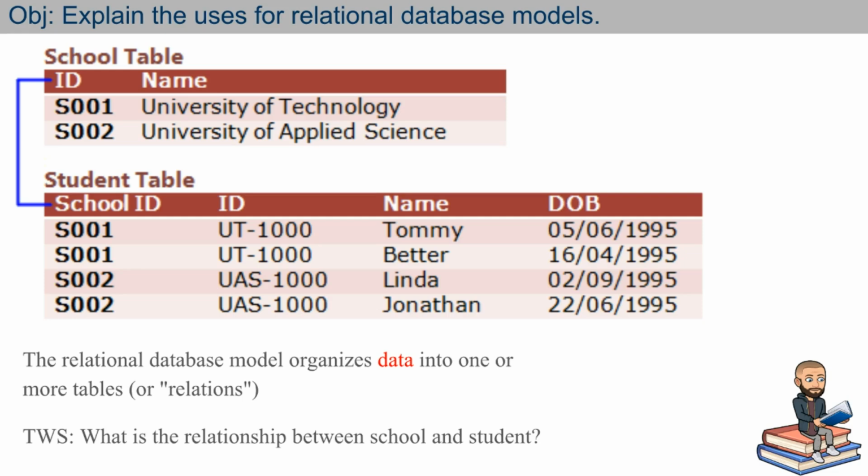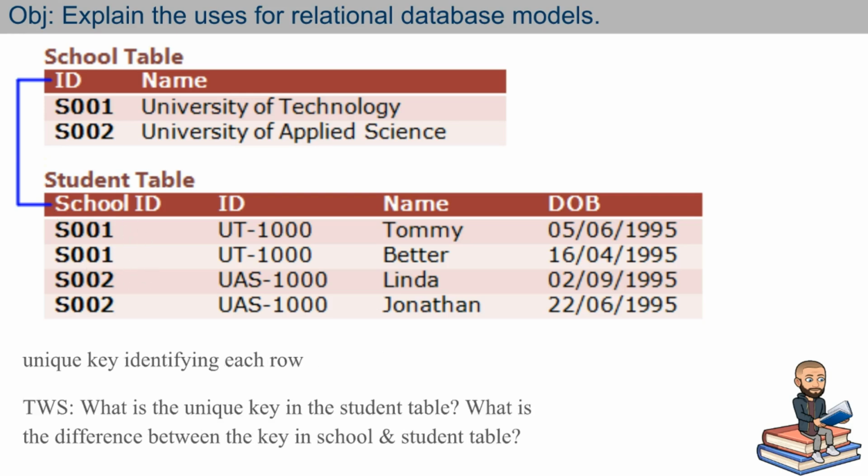I said the relational database model organizes data into one or more tables. So your think-write-share here is, what is the relationship between a school and a student? If I go up here to my example, schools contain students, and so a school ID is a number that you could find in a student table. I might be specifically looking for certain schools, but then when I'm looking at certain students, there can be more than one student in the same school, so this would have the same number, obviously.